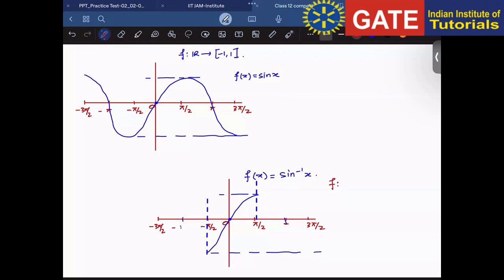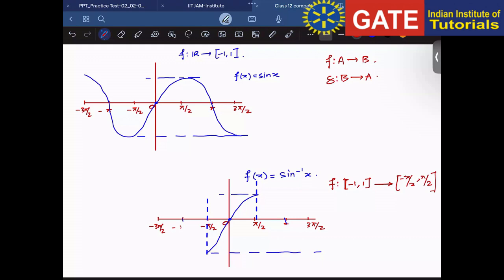Domain will change, no? See, for the inverse function, if f was from A to B, then how did we define the g function? B to A. It became reversed, no? So here what will be the domain now? -1 to 1. And what will be the range or codomain? -π/2 to π/2, because I have restricted the codomain for the function to become onto. Understood? So this is how inverse functions are defined. Clear?